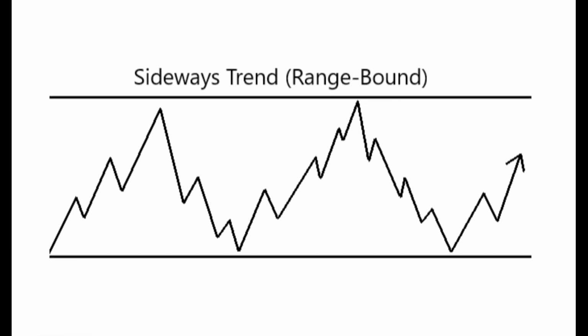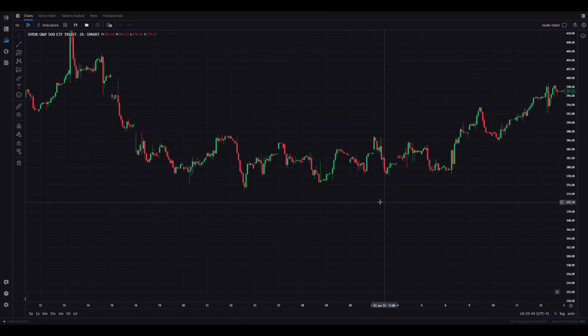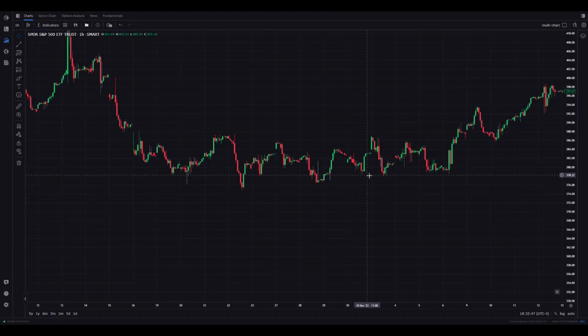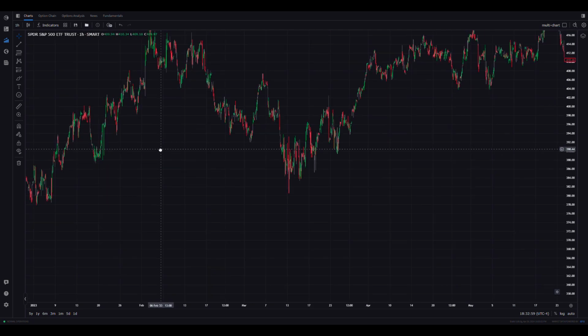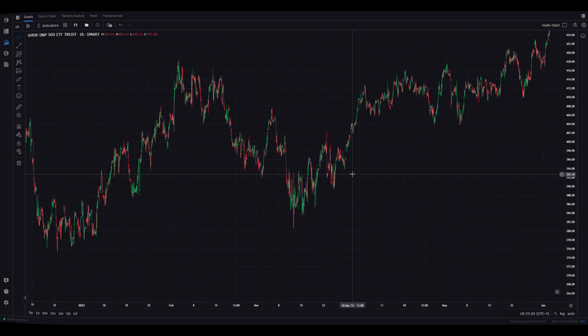In contrast to uptrends and downtrends, a sideways or range-bound market exhibits horizontal price movements within a defined price range. Prices fluctuate within a relatively narrow band, with neither a clear upward nor downward trend dominating. In such market conditions, buyers and sellers are evenly matched, resulting in a balanced equilibrium between supply and demand. Range-bound markets often occur during periods of indecision or consolidation, when market participants await significant catalysts or events to drive prices decisively in one direction.